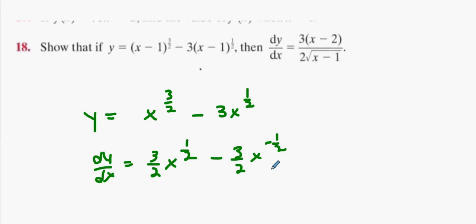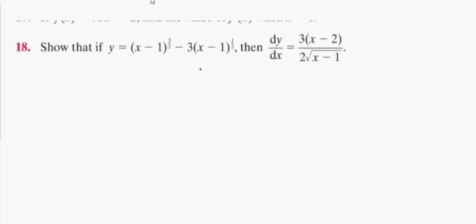Different question. I just did an easier version of the same question. Okay? So, here's what I recommend we do. I recommend we do the same thing. Right? And that we don't really treat it any differently. 3/2 goes to the front. Take 1 away. What do you get? Half. Differentiate what's in the bracket. Just 1. Yeah? Done. Next one.